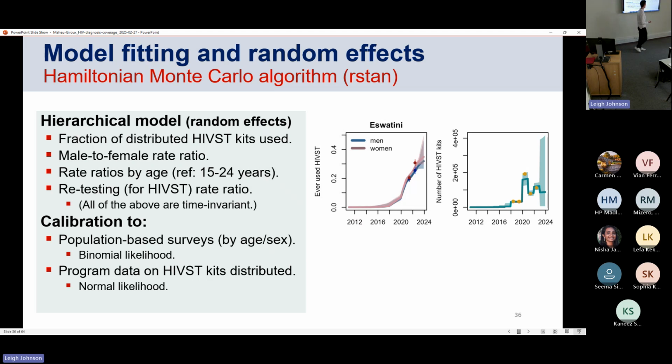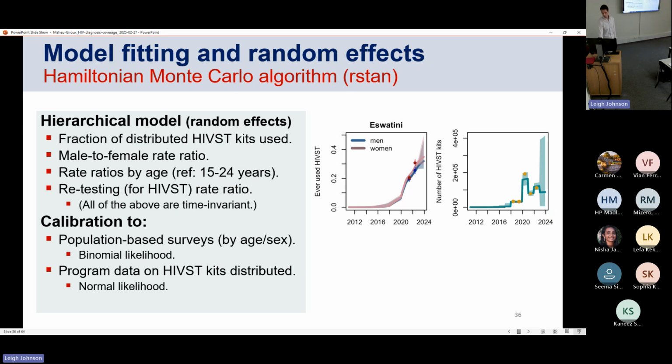And this is an example of a fit for Eswatini, where we see the 2 surveys, male and female. This is the proportion of people in Eswatini who've ever used an HIV self-test, just around 30%. And here we have the program data that is estimated. As you can see, we don't have program data before 2017, but otherwise we get good overlap. And for 2024, we don't have data, so that's why we have this huge uncertainty that fans out here.